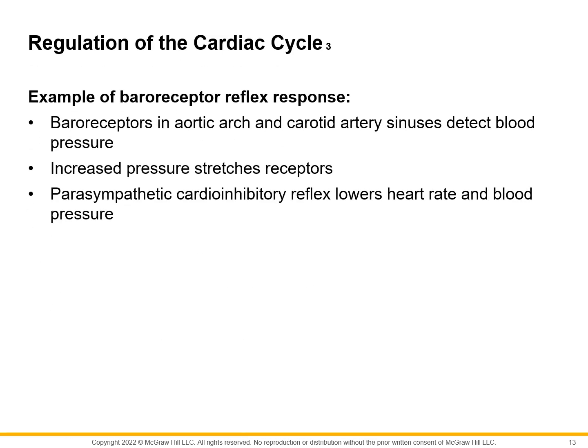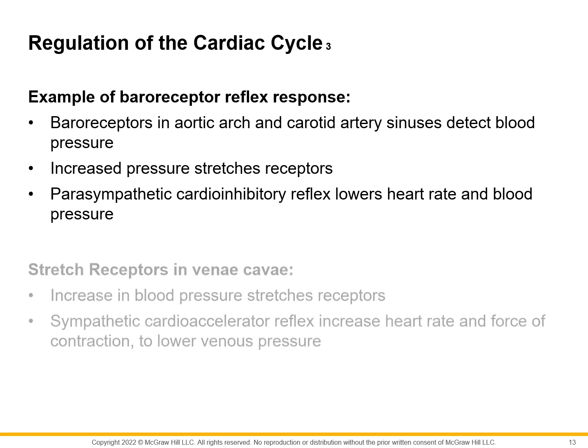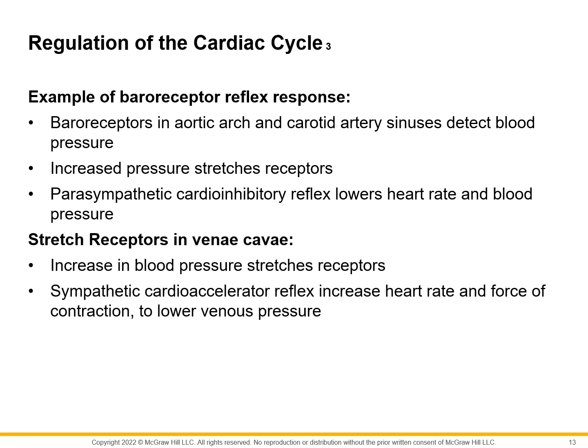Okay, we talked about the baroreceptor reflexes in case of hypotension and hypertension. We also have some stretch receptors found in the vena cava. These receptors, in case of increasing venous pressure, trigger the sympathetic cardiac accelerator reflex, which increases the heart rate and force of contraction to lower the venous pressure. So whenever we have increased venous pressure, this will stimulate the sympathetic nerve supply to increase the heart rate.